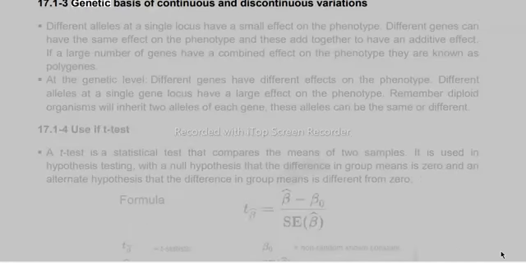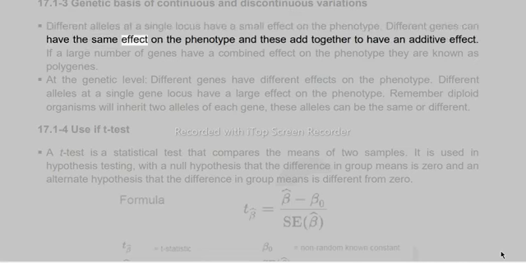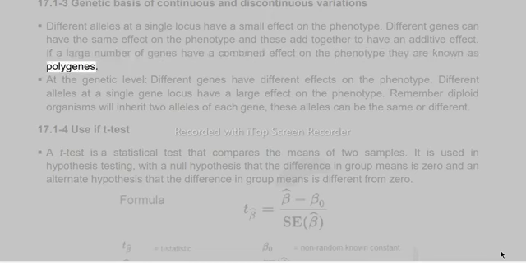17.1 to 3 Genetic basis of continuous and discontinuous variations. Different alleles at a single locus have a small effect on the phenotype. Different genes can have the same effect on the phenotype, and these add together to have an additive effect. If a large number of genes have a combined effect on the phenotype, they are known as polygenes.